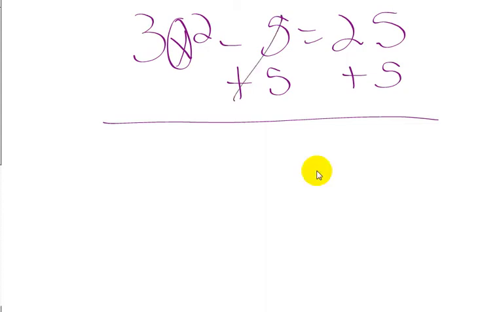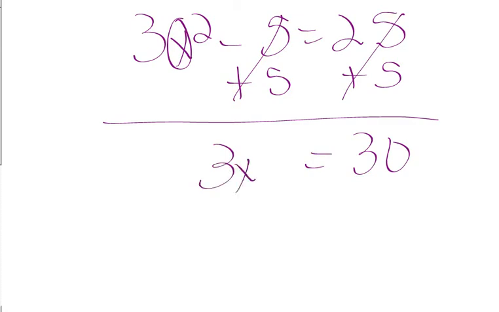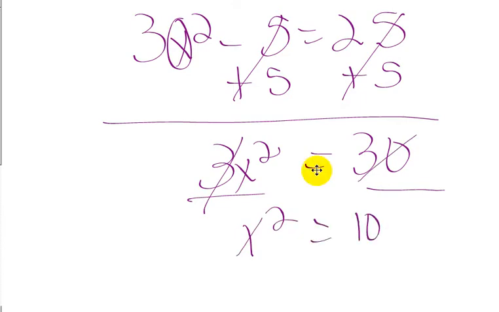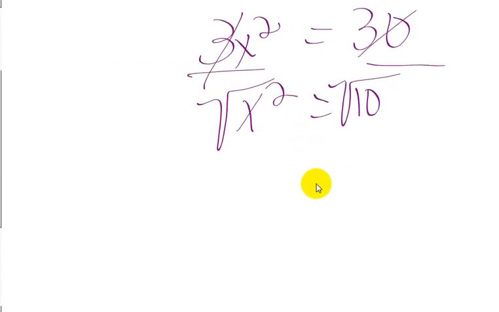So when we do this, we get 30 equals 3x squared. Now divide both sides by 3 and you get x squared equals 10. And now take the square root of each side and we're going to get x equals positive or negative, and we can't simplify that any further, so just leave it as the square root of 10.